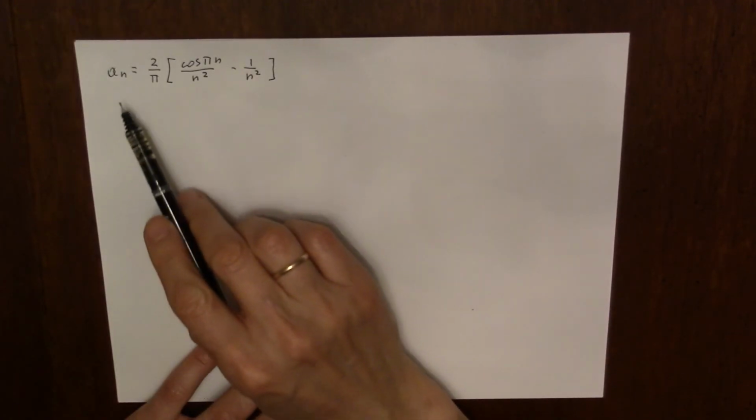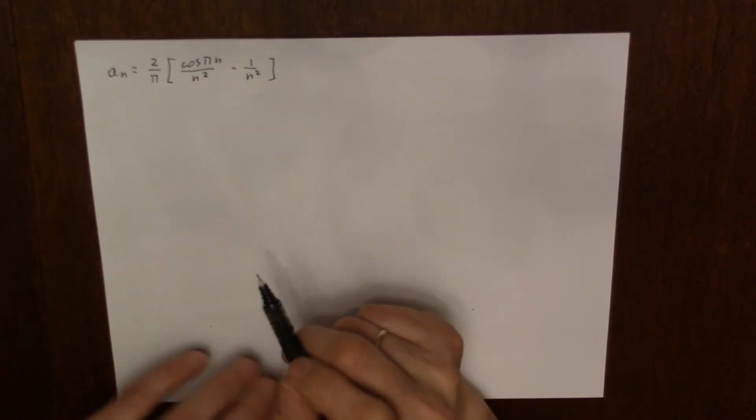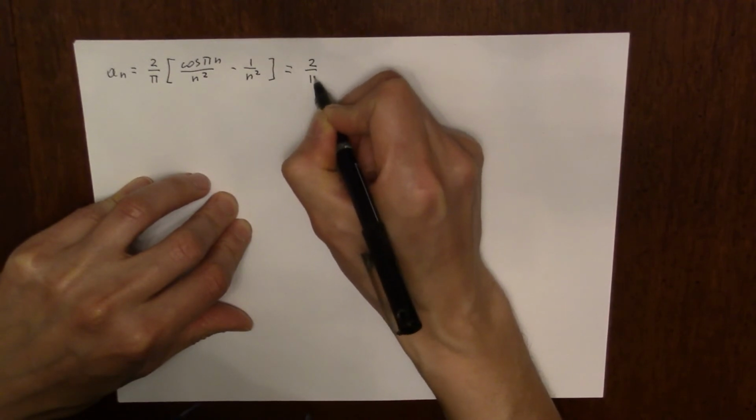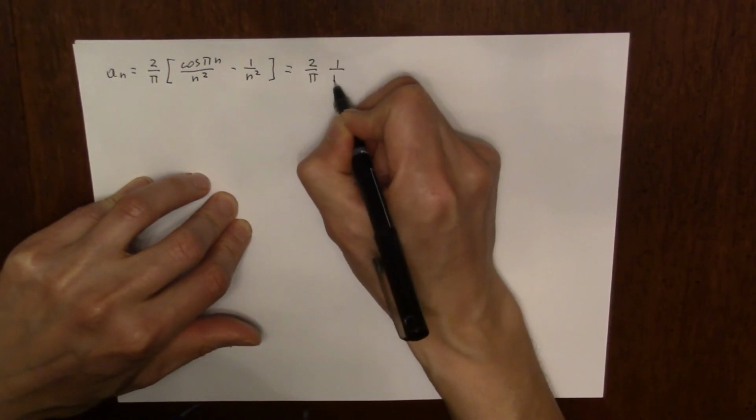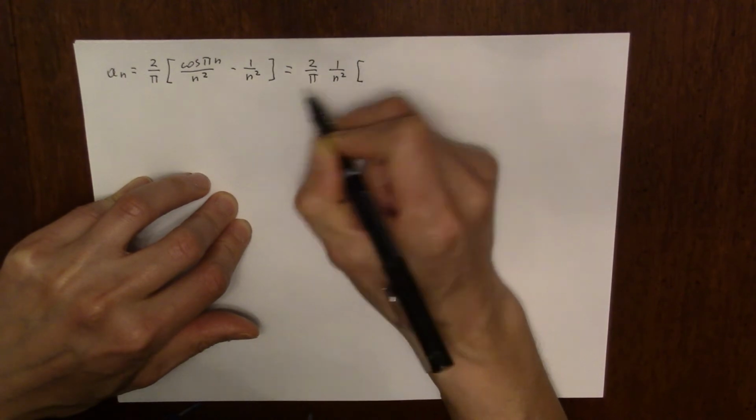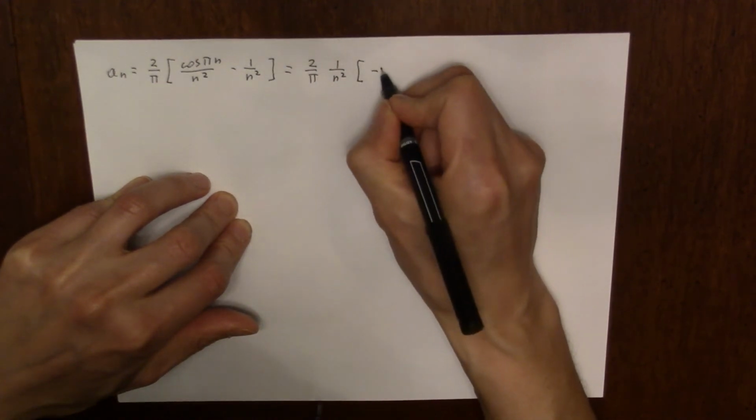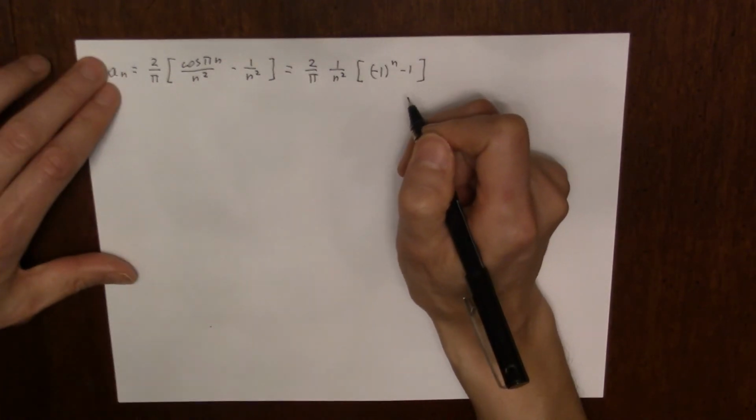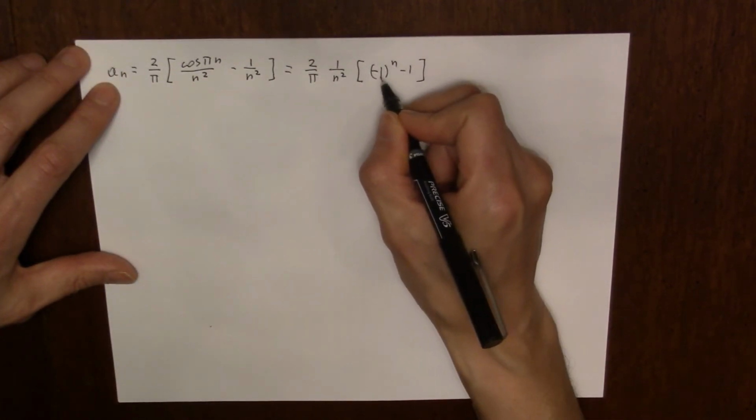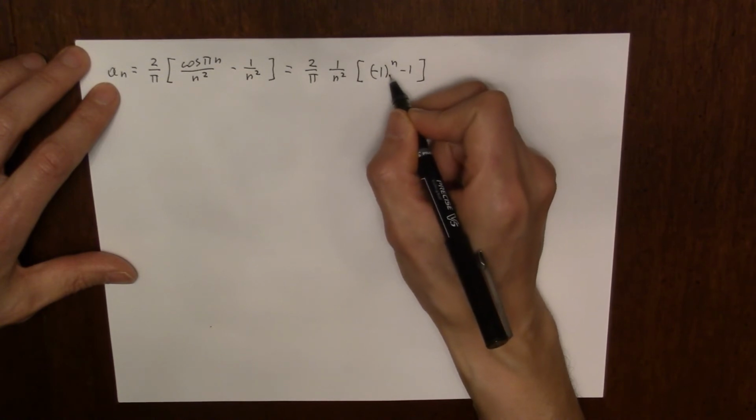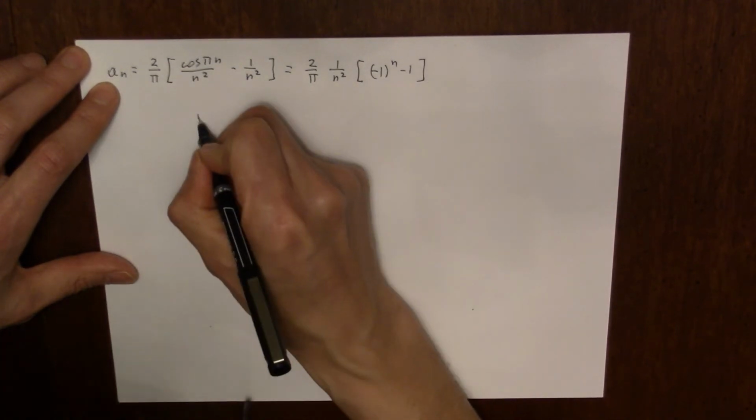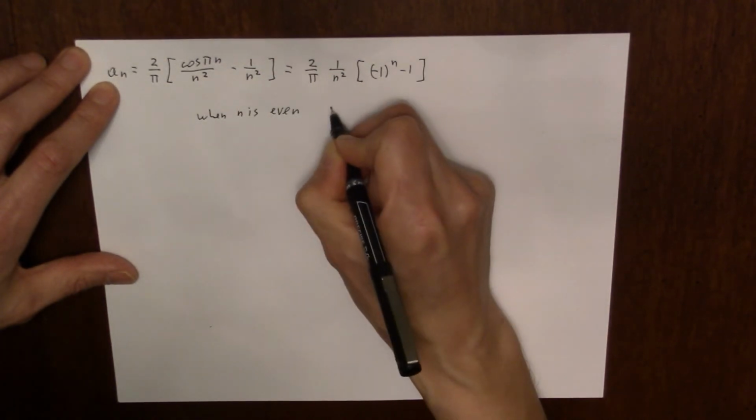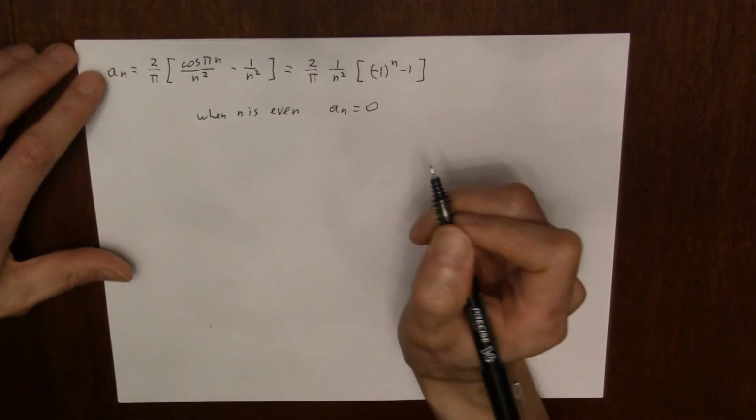I'm going to write down one more time the expression for a_n, and what we notice is that the expression equals 2 over pi. We can factor 1 over n squared out, cosine of pi n, and we can write that as negative 1 to the n, minus 1. What we notice is that negative 1 to an even power is positive 1, and 1 minus 1 equals 0. So when n is even, a_n is going to be equal to 0.